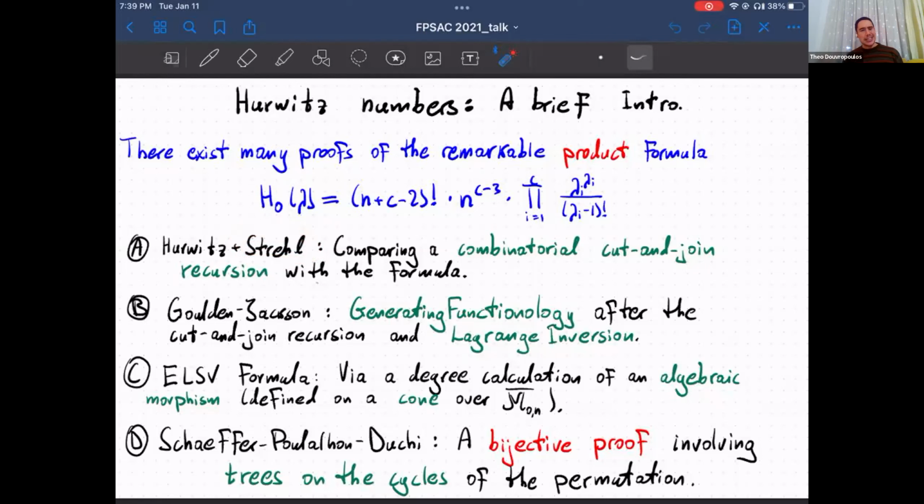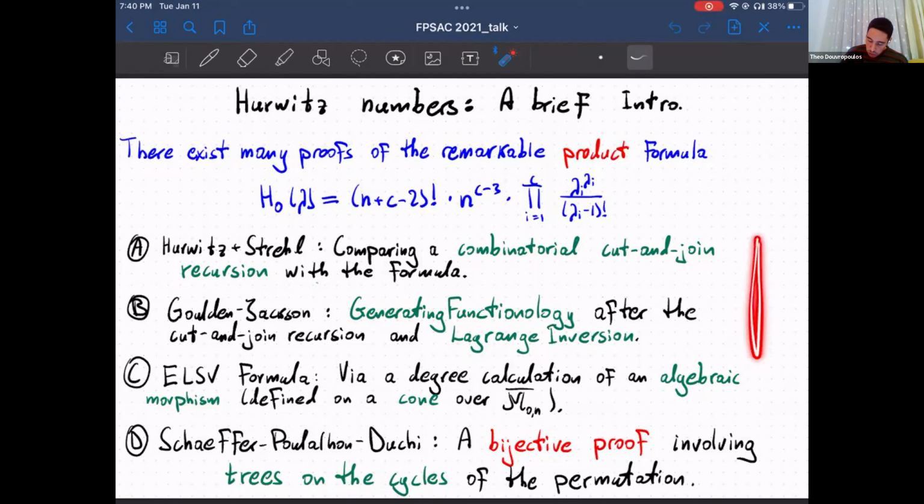Strehl filled in some gaps that Hurwitz hadn't really written clearly, and there were serious ones, right? And then Goulden and Jackson, also using the cut and join picture, used generatingfunctionology to prove the formula. An important ingredient in that proof was Lagrange inversion techniques. Yes, thank you for answering the question in the chat.